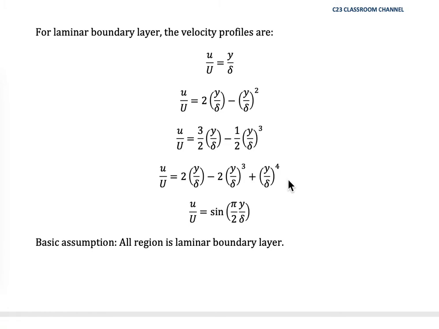For laminar boundary layers, please bear in mind the velocity profiles are listed as shown here. So it starts with the power of 1, 2, 3, and 4, and sinusoidal profile. As I repeat again here, our basic assumption is that all regions are laminar boundary layer.